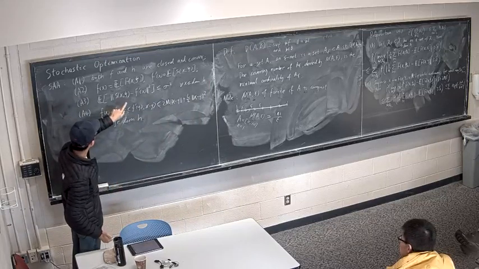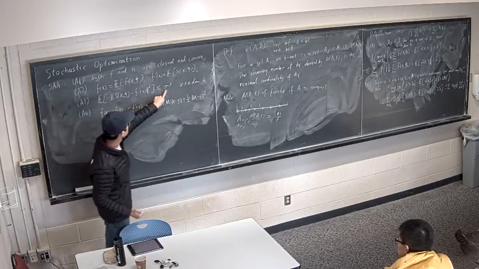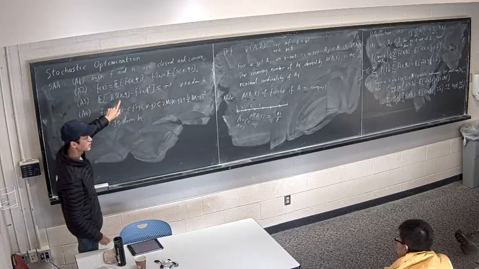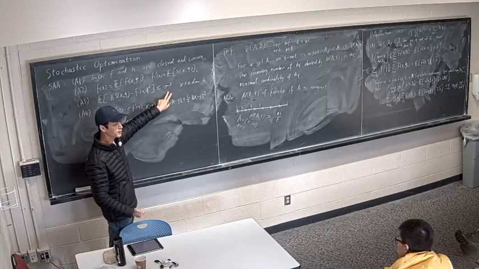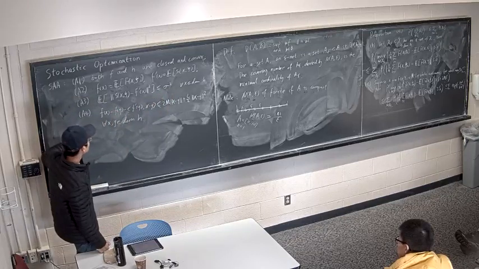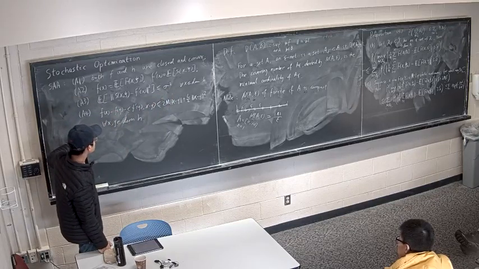If this is deterministic, this sigma is 0. But here in the stochastic setting, we allow some variance, but it's always bounded, uniformly bounded for any point x. And we also need some smoothness assumption.